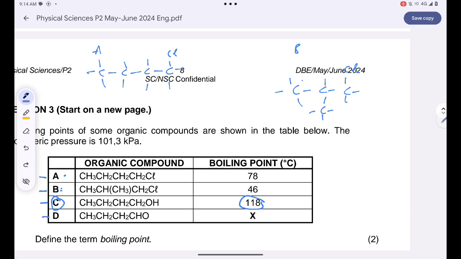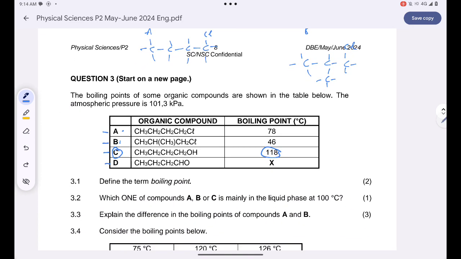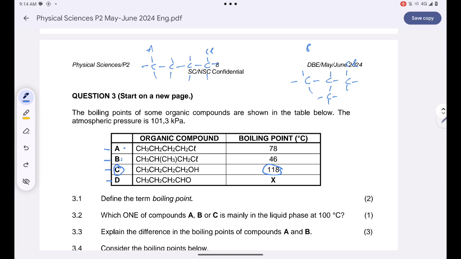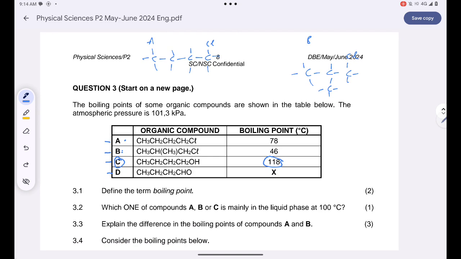Whenever we explain the difference in the boiling point, the first thing we need to do is mention the difference between the 2 compounds. Secondly, comment on the strength of the intermolecular forces. Thirdly, comment on the energy that is required to separate the bonds. And then you will write a conclusion on which one has a higher boiling point.